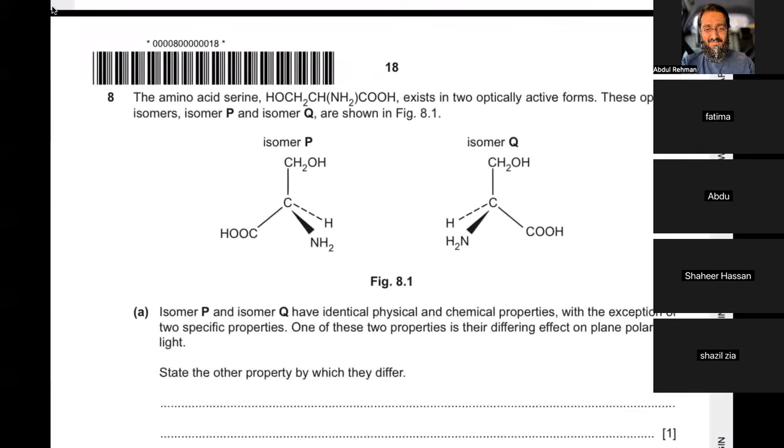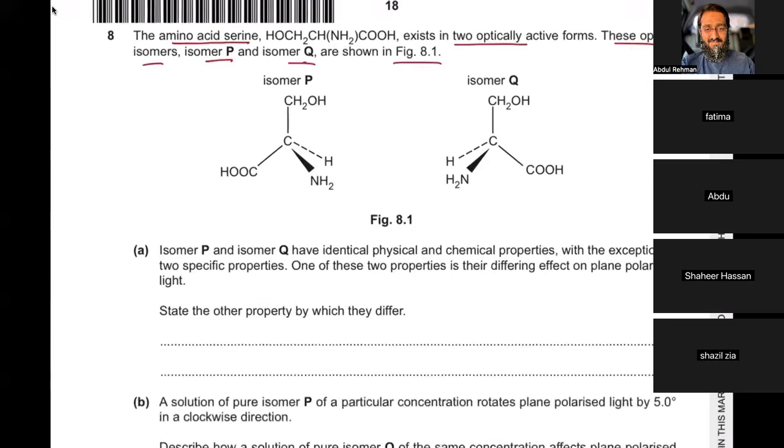Now, question number 8. The amino acid serine, you have the formula, exists in 2 optically active forms. These optical isomers, isomer P and isomer Q, are shown in figure 8.1. Isomer P and isomer Q have identical physical and chemical properties with the exception of 2 specific properties. One of these properties is their differing effect on plane polarized light. State the other property by which they differ.